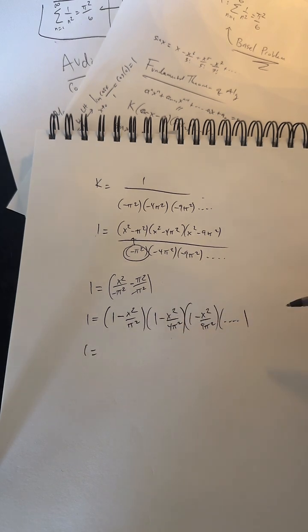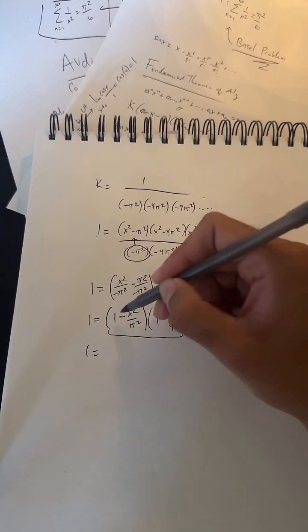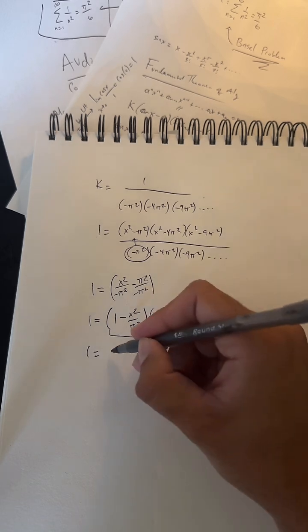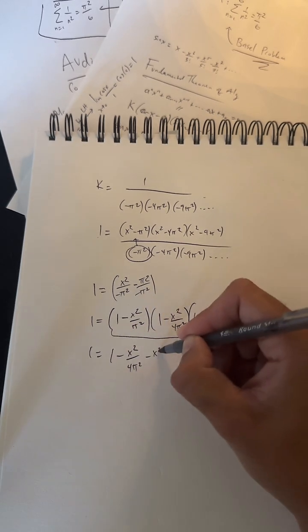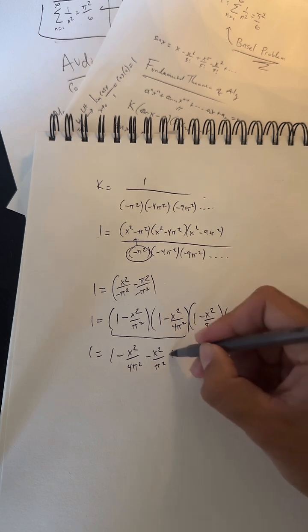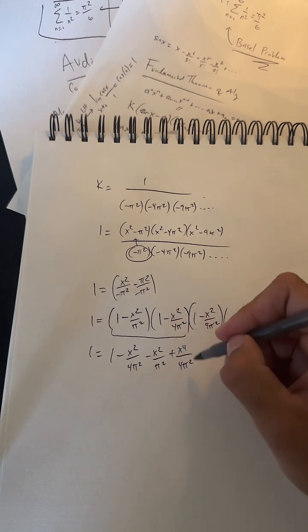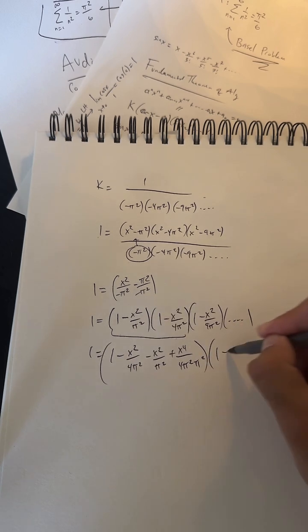So we're going to do 1, 2, 3 multiplications and find a pattern, okay? Now, if we multiply the first parentheses using the FOIL method or distributive property, we're going to get 1 minus x squared over 4 pi squared minus x squared over pi squared plus x to the 4th over 4 pi squared times pi squared. A little tricky. And then we're going to do the same thing. We still got this second part over here.